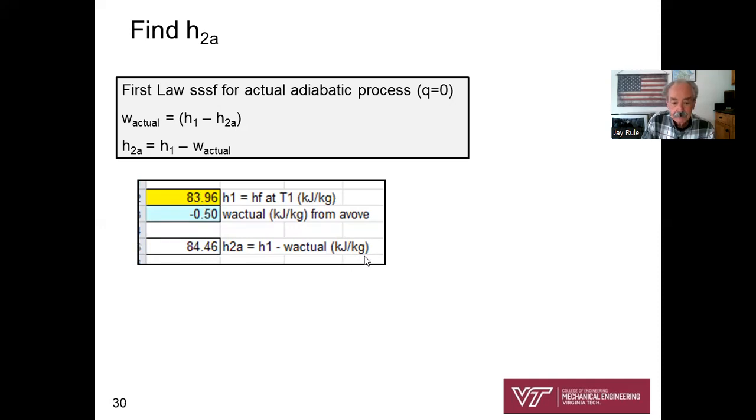So H2 actual is 84.46. And look at this, these units are incorrect. Copy and paste killed me, didn't do me any favors again. This should be BTUs per pound mass. This should be BTUs per pound mass. And this should be BTUs per pound mass. So please forgive the typo. I'll try to go correct that on my PowerPoint slides, but we're going to let that fly here on the video. So do recognize my blunder in units.